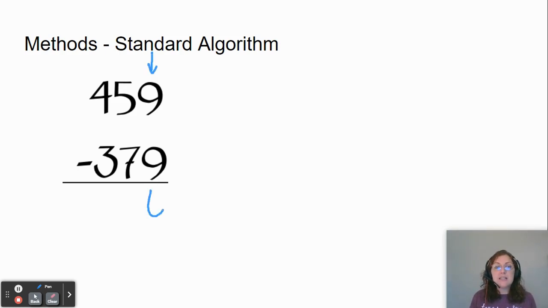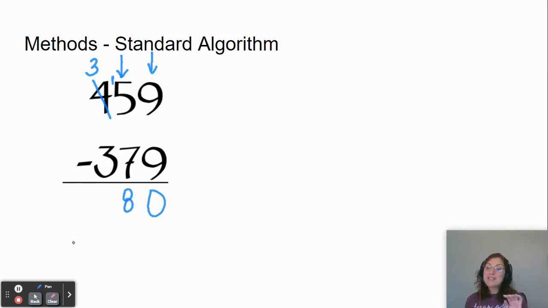9 minus 9 is 0. 5 minus 7, we can't do that. So we have to borrow from the 4, making that a 3 and making that 15. So 15 minus 7 gives me 8. And then 3 minus 3 is 0. So I get 80 as my final answer.